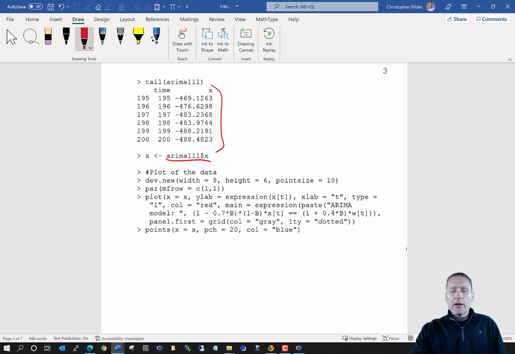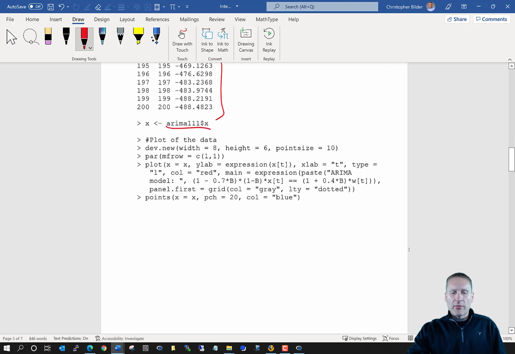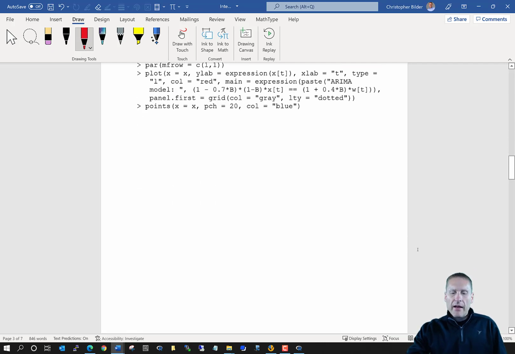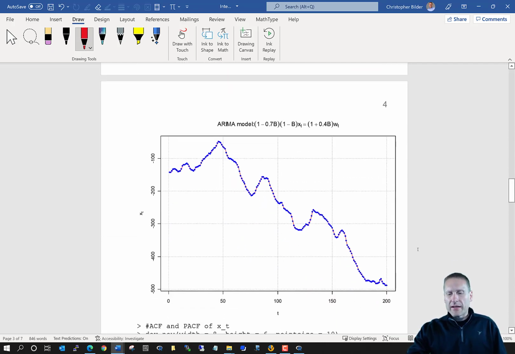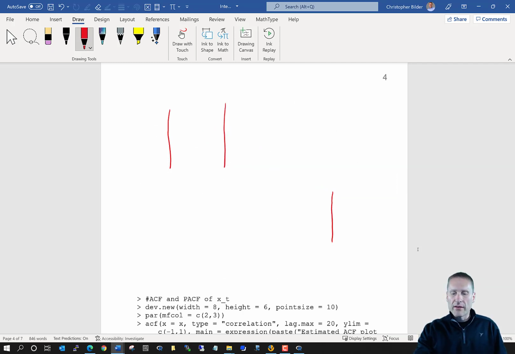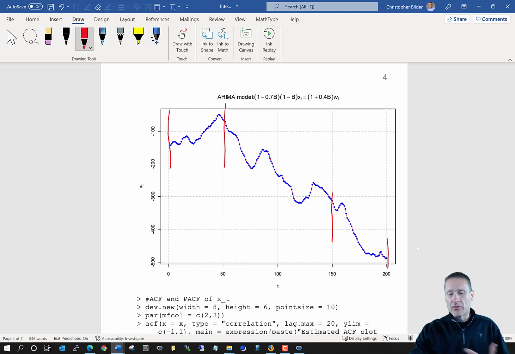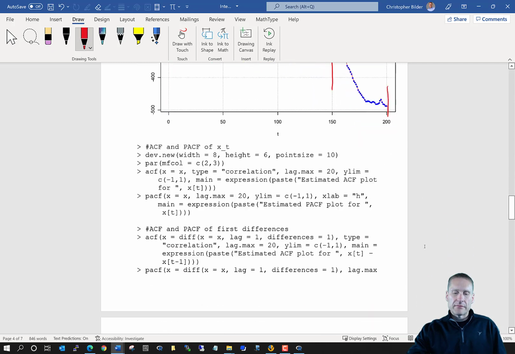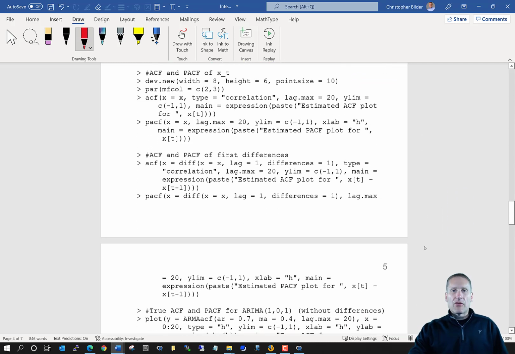Okay, so let's go ahead and do some plots here. First of all, here's a plot of my data. And we can see that we definitely have signs of non-stationarity with respect to the mean. So with my observed series, I would expect the mean for the first 50 time points to be greater than the mean for the last 50 time points, just from looking at this plot. Let's do some more plots.